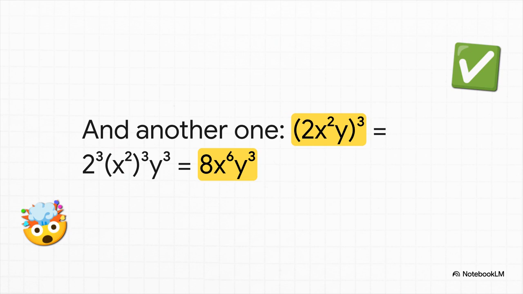Now for a trickier one, using that power of a product rule. We have (2x squared y)cubed. That little 3 on the outside? It's like a party invitation for every single thing on the inside. So 2 gets cubed, which is 8. X squared gets cubed. We multiply the exponents to get x to the 6th. And y gets cubed. Put it all together, and our final clean answer is 8x to the 6th y cubed.